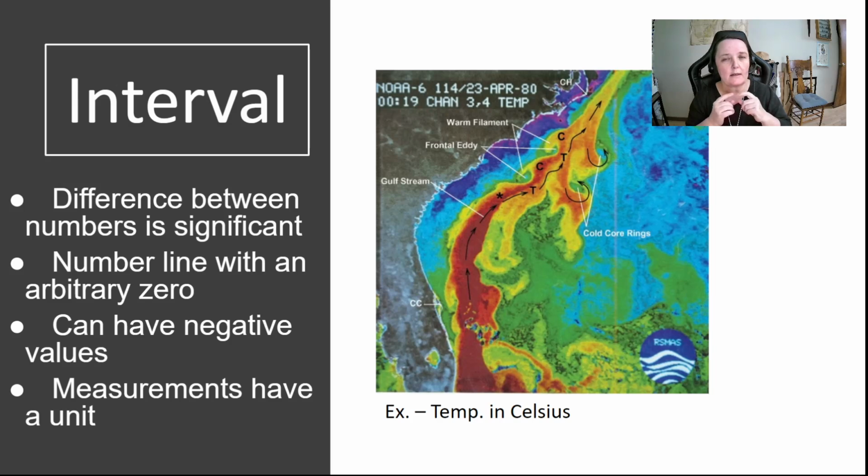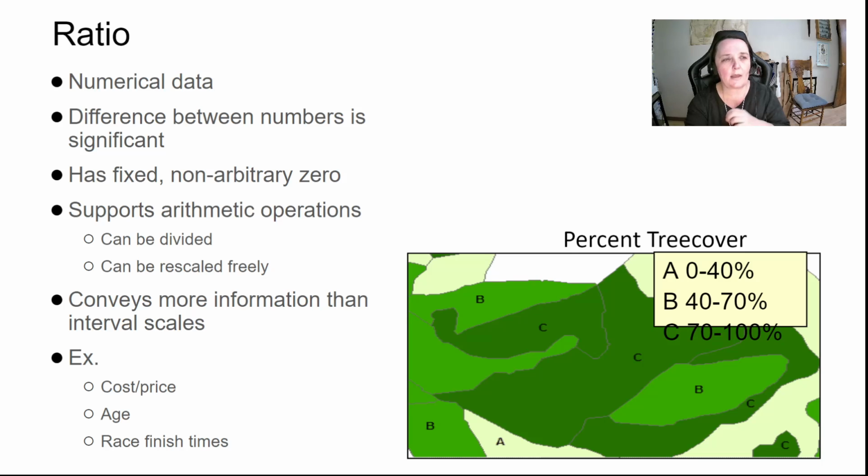So it's an actual number. It's not just a ranking system, but it has no necessarily firm zero to it, and it can have negative values, and it has some kind of measurement unit that you're measuring in. And then the highest order type of this data that you can have is ratio data.